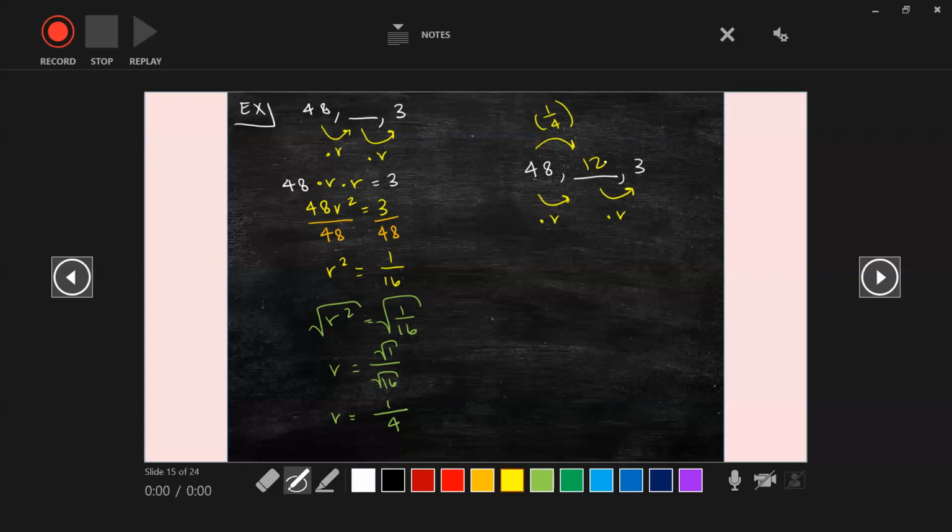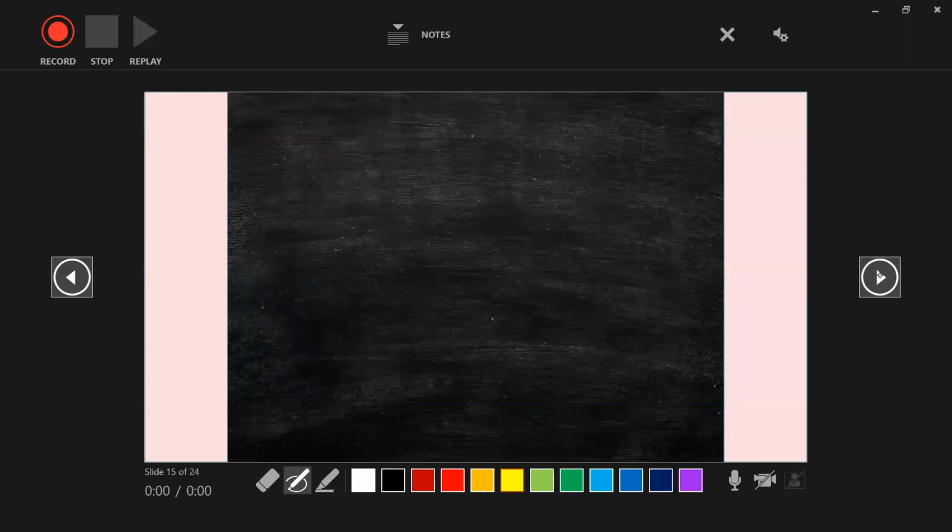You have your last one, and then you're going to have some time to work on your homework in class. So in this one, we are asked to find the 6th term in the sequence. We are given a sub 5 is equal to 12 and R is equal to 0.5.